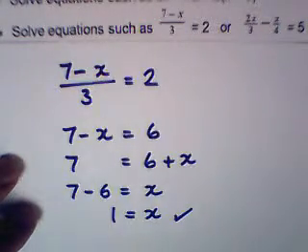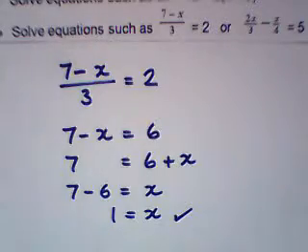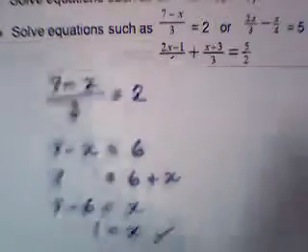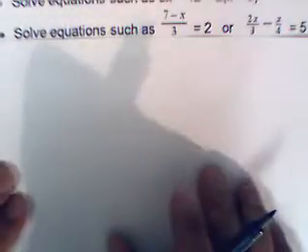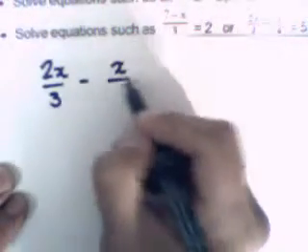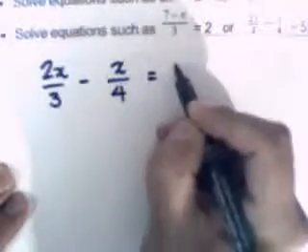So that's how I would do that particular question. If I move on to the even more difficult question that we can see there, here we have some algebraic fractions. We have 2x over 3 minus x over 4 equals 5.